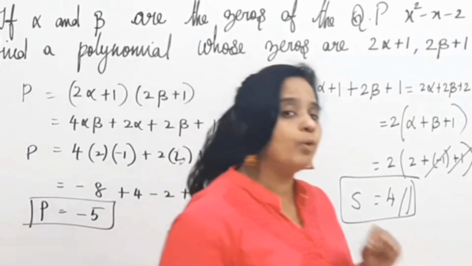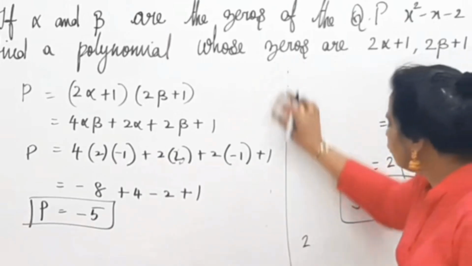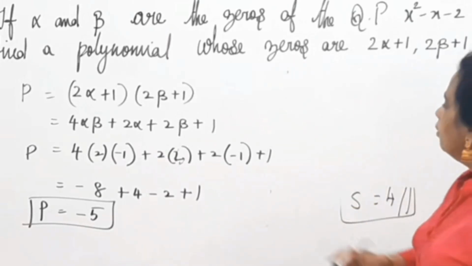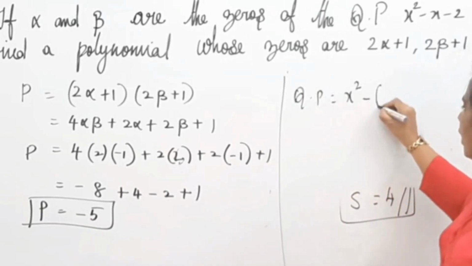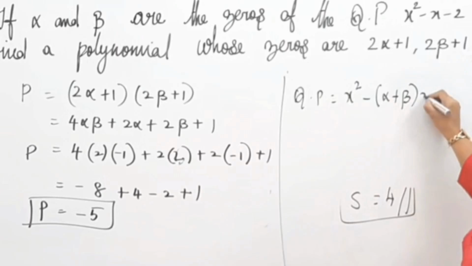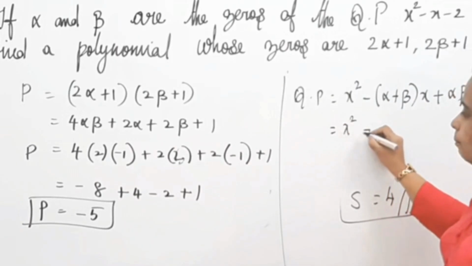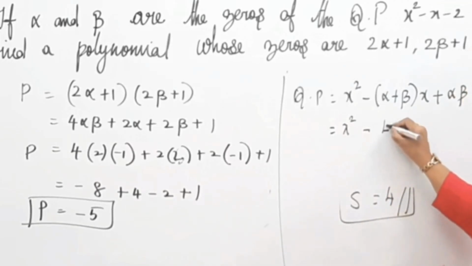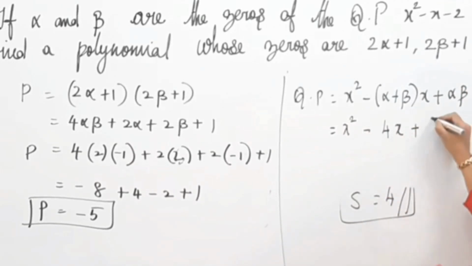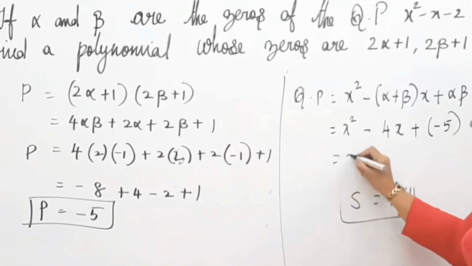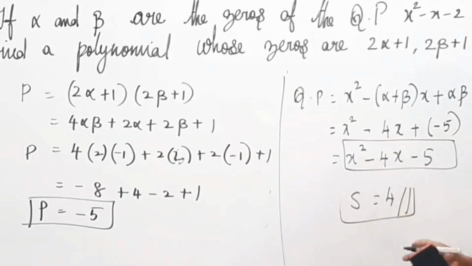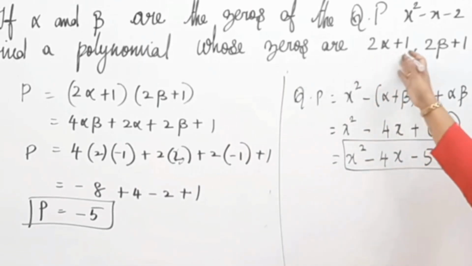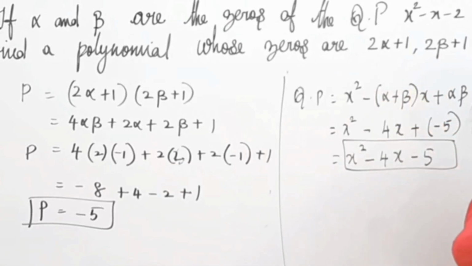Now I have to get the polynomial. So the polynomial takes the form, that quadratic polynomial is equal to x square minus of sum of the zeros into x plus product of the zeros. So x square minus, my sum of the zeros is 4, x plus the product of the zeros is minus 5. So my quadratic polynomial is x square minus 4x minus 5. As simple as that, I got my quadratic polynomial for these two zeros. Shall we move on to the next question?